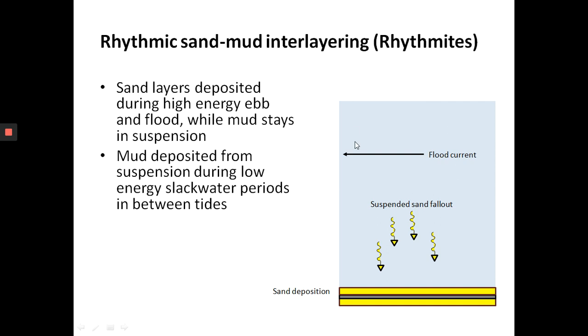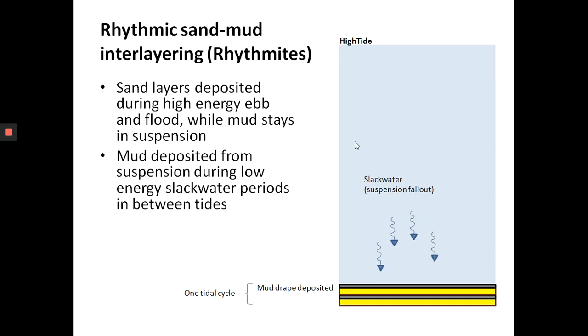Okay, and then once it reaches the high tide, you get another slack water period, and you get another layer of mud being deposited. So in a single ebb and flood tidal cycle, you get this kind of layering, two sands and two mud drapes in between. And that is one tidal cycle. This one represents transport and deposition during the ebb. This one represents transport and deposition during the flood. And these represent slack water periods in between ebb and flood. So that's one tidal cycle.